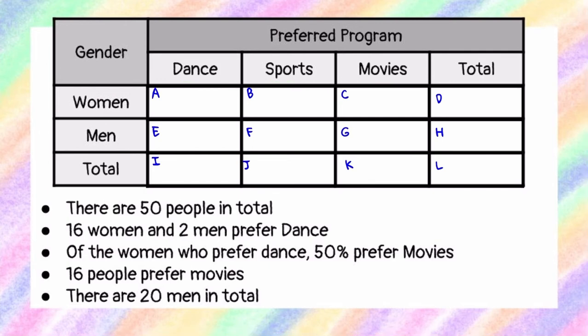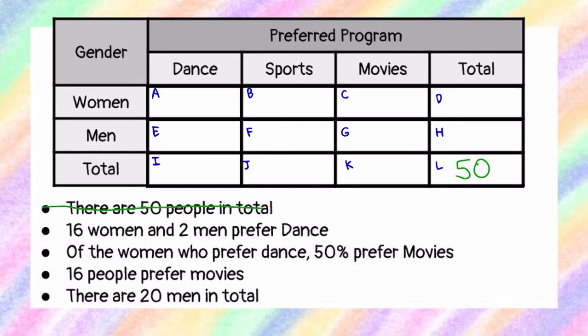Our first clue, there are 50 people in total. Which box do you think that would go in? Well, they didn't mention anything specific. They just said total, so I would put that in box L. Then I'm going to cross out this clue because I already used it.